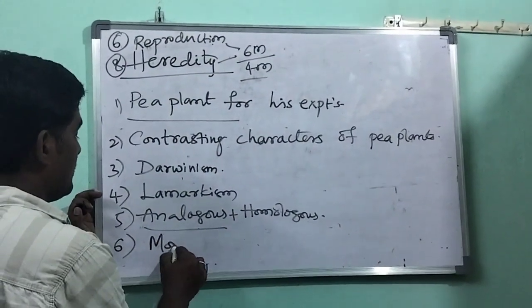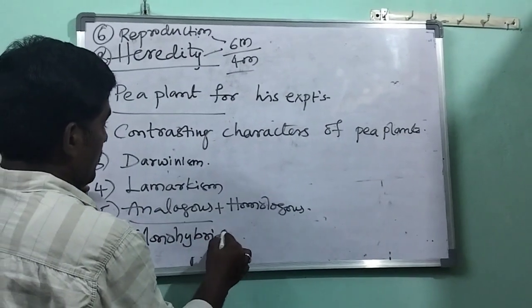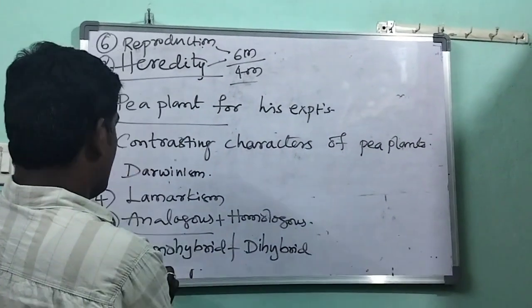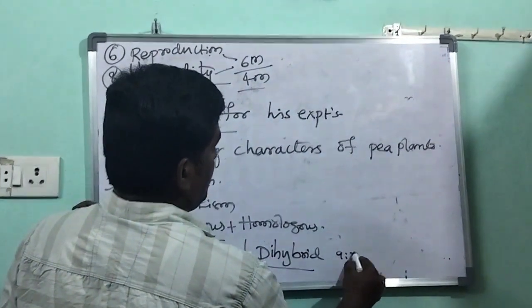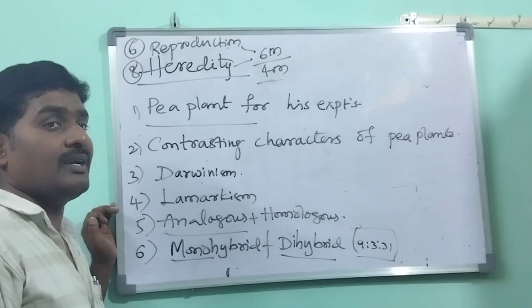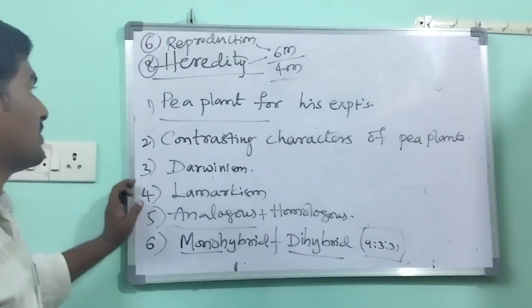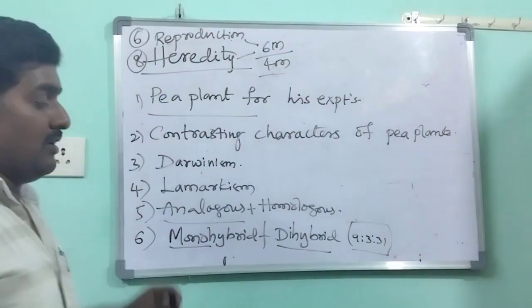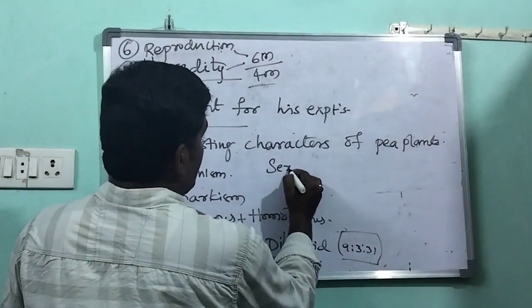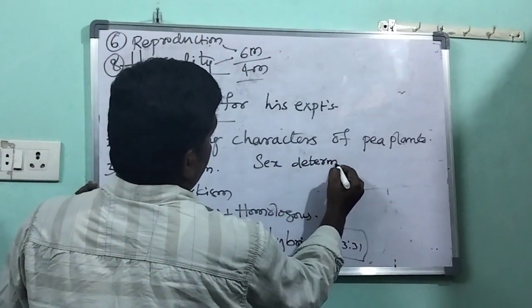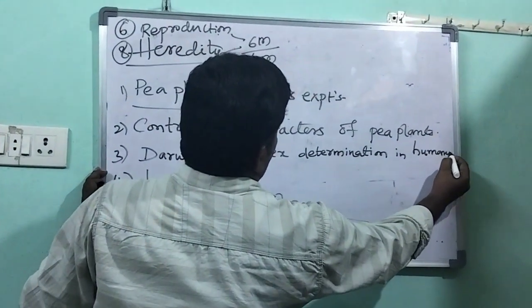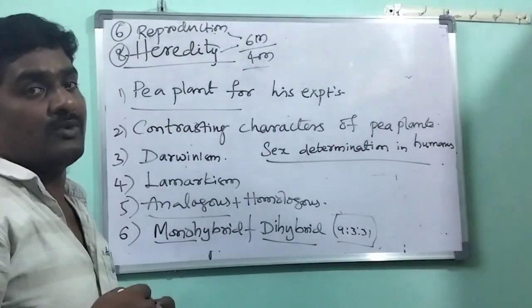Next, monohybridization plus dihybridization. Monohybrid, dihybrid, 9:3:3:1. This is called what? Mendel's law of independent assortment. Explain Mendel's law of independent assortment. So these are the important topics from your heredity chapter. What are the embryological evidences? Next, sex determination in human beings. This is also one more important topic. Sex determination in humans. So these are the important topics from your 8th chapter.